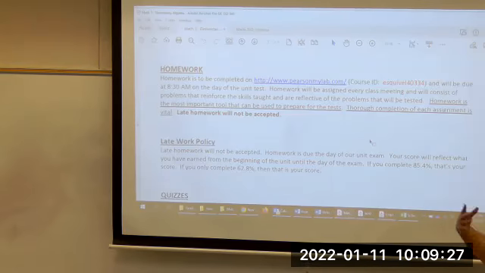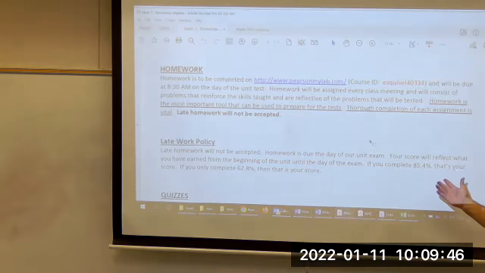The most important tool to prepare for the test, thorough completion of each assignment, is vital. Late homework will not be accepted. So what that means is the late homework policy: late homework is not accepted. Due to the day of our unit exam, your score is going to reflect what you earned from the beginning of the unit until the day of the exam.